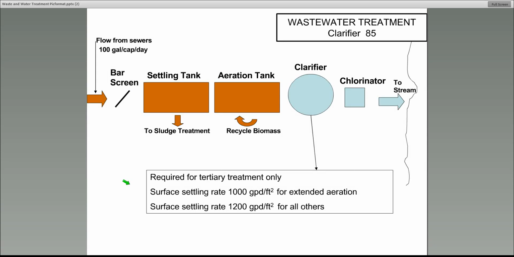Okay, the clarifier. Remember, this is required for tertiary treatment only. Surface settling rate is 1,000 for extended aeration, but for most of the other ones, remember that's for a package treatment plant that would have a 24-hour aeration tank. For most of the aeration tanks you deal with, the surface settling rate would be 1,200.